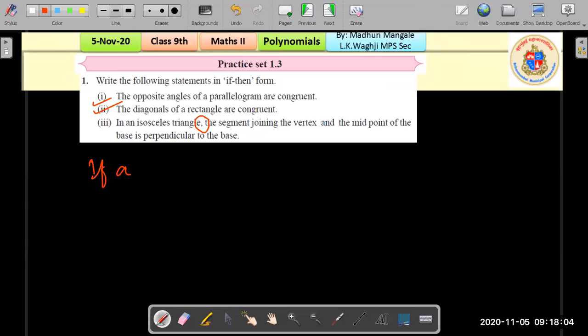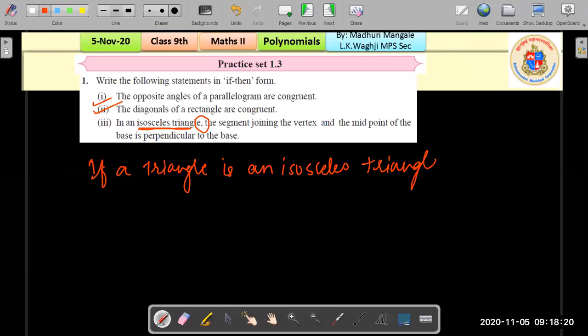An isosceles triangle belongs to the triangle family. So we say if a triangle is an isosceles triangle, then what happens? Then the complete part: the segment joining the vertex and the midpoint of the base is perpendicular to the base. The complete part would follow. Okay, so this one with the comma is the easiest question.